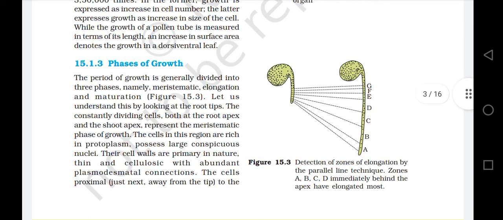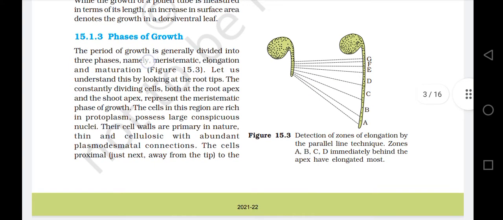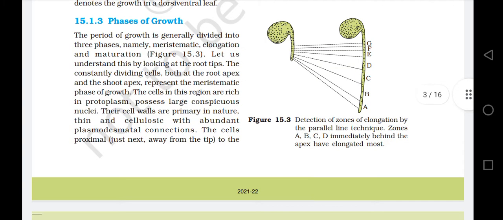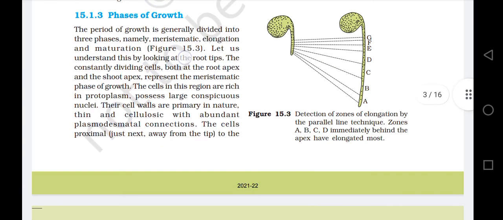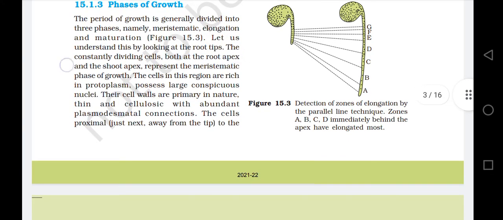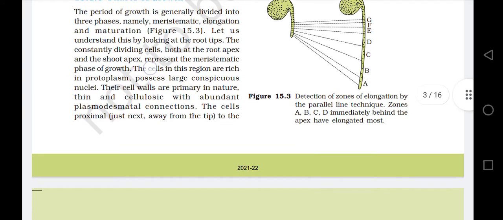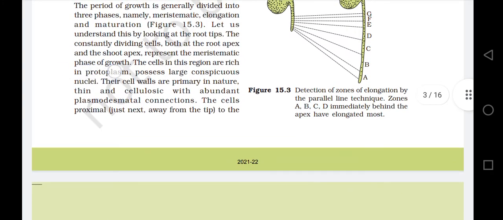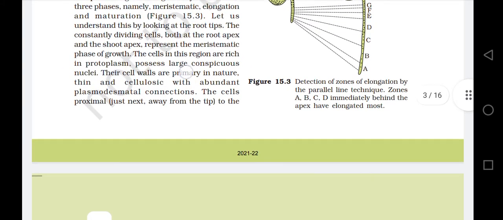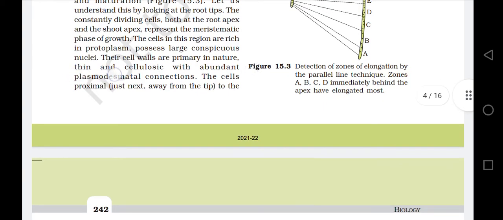15.1.3 Phases of growth. The period of growth is generally divided into three phases, namely meristematic, elongation, and maturation. Figure 15.3. Let us understand this by looking at the root tips. The constantly dividing cells both at the root apex and the shoot apex represent the meristematic phase of growth. The cells in this region are rich in protoplasm and possess large conspicuous nuclei. Their cell walls are primary in nature, thin and cellulosic, with abundant plasmodesmatal connections.